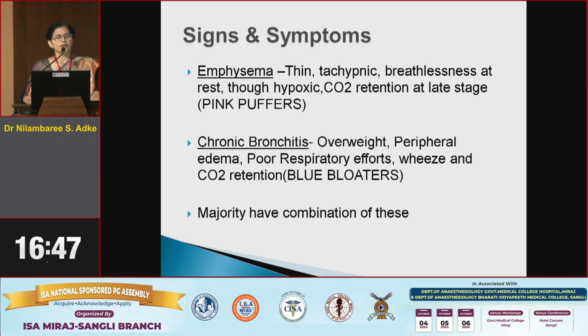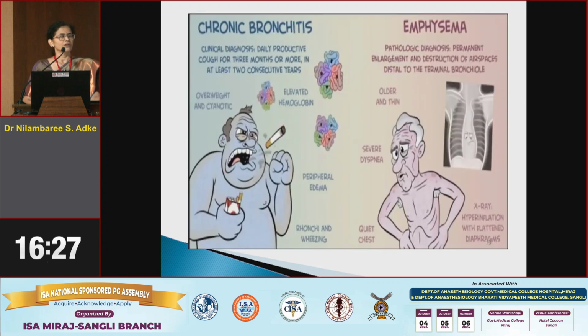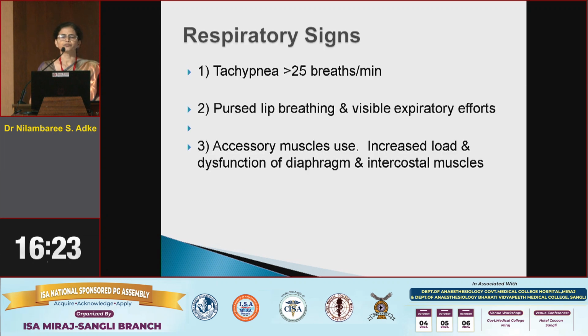While chronic bronchitis patients are typically overweight with peripheral edema, they have poor respiratory efforts, wheeze is there, and CO2 retention is there, which is from the start only. So they are described as blue bloaters, and most of the patients would have this combined picture. So this is the picture showing us how the blue bloaters and pink puffers look.